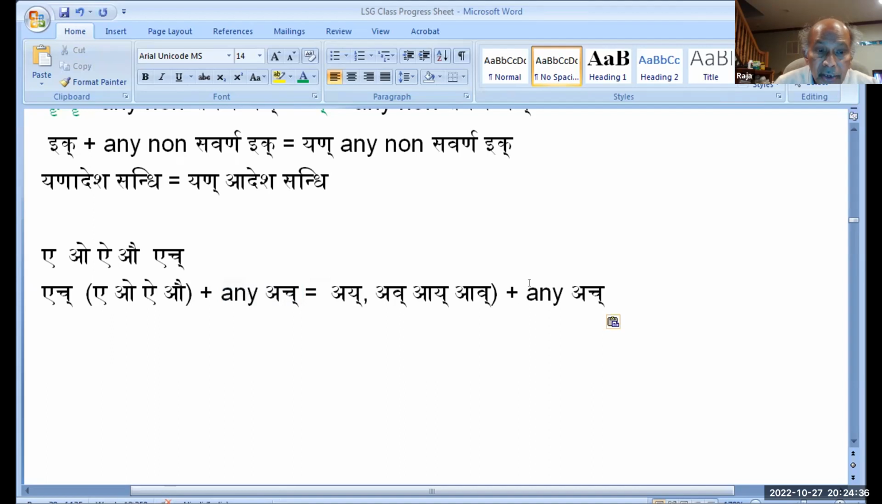That includes the A, O, I, O also, any achu. Because you may say, why can't you get a dirgha form of that? These are already dirghas.